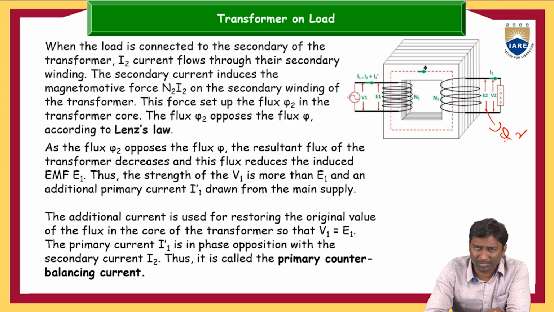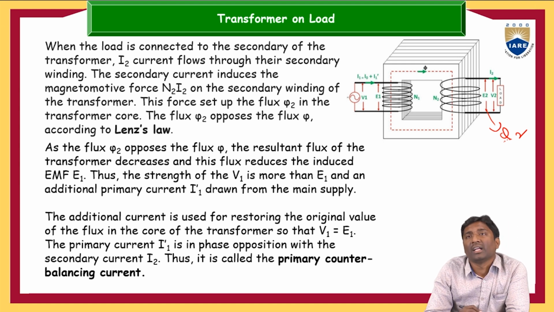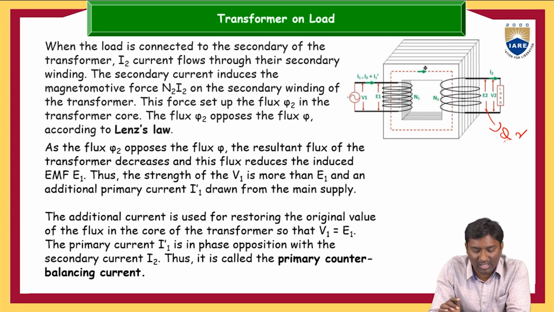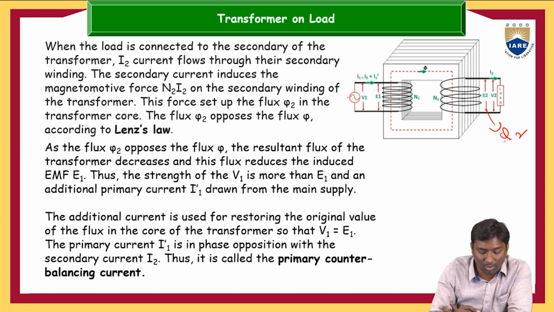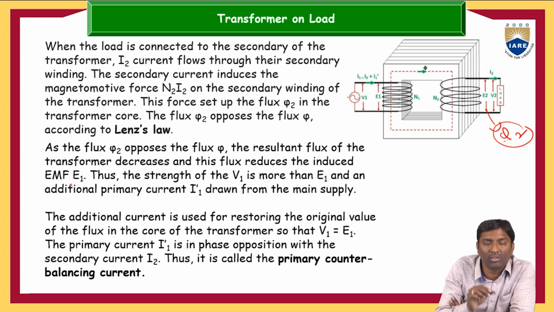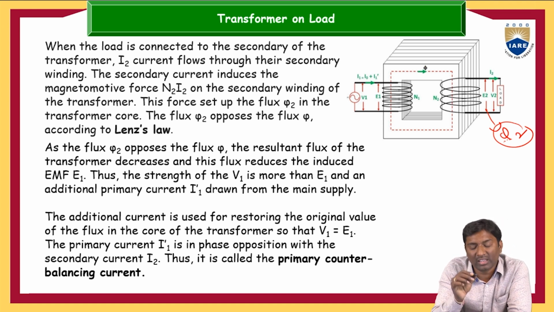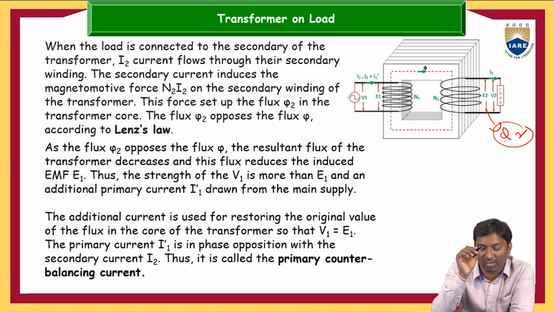As the flux phi 2 opposes the flux phi, the resultant flux of the transformer will decrease, which means the main flux will decrease. As the flux is reduced, the induced EMF E1 will also be reduced. Then the strength of V1 is more compared to E1.